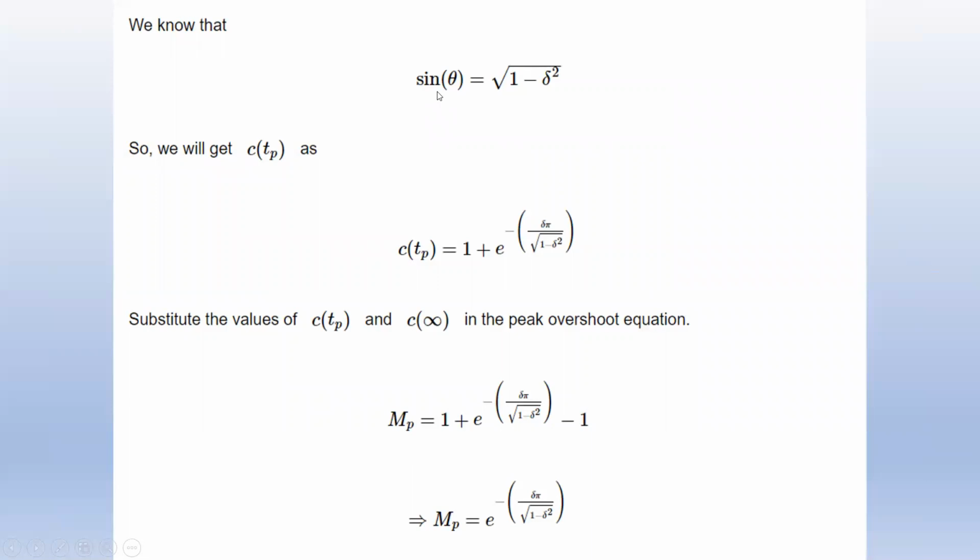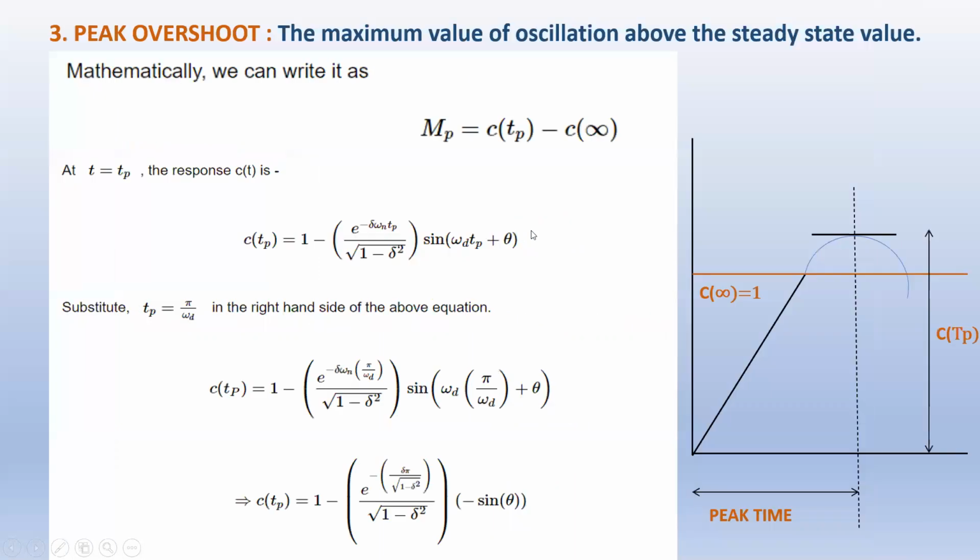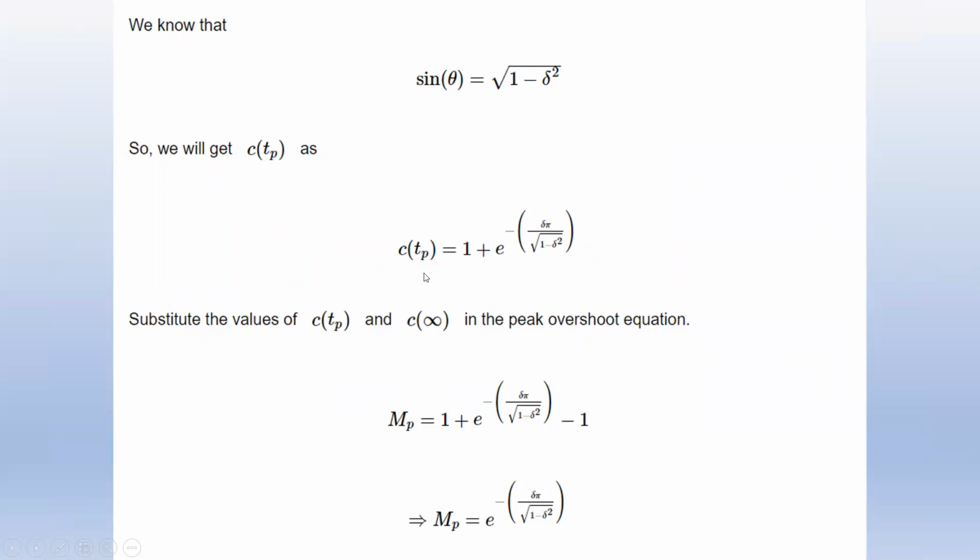If we substitute sine theta is equal to root of 1 minus delta square, then we can get c of tp as 1 plus e to the power of minus delta pi by root of 1 minus delta square, because this sine theta and this root of 1 minus delta square will cancel, and the minus over here will get multiplied to make this a plus. So this is the value of c of tp. If we subtract from this the steady state value, which is equal to 1, then we have the maximum peak overshoot. So Mp is equal to exponential of minus delta pi by root of 1 minus delta square.